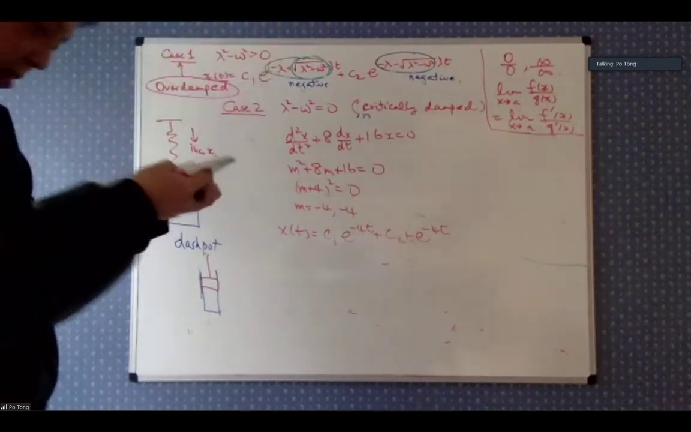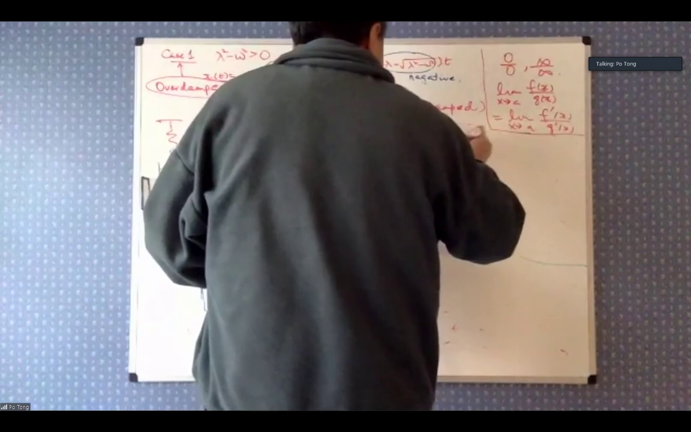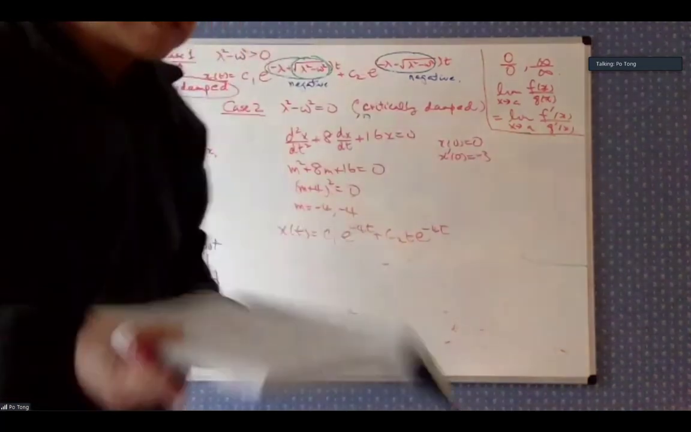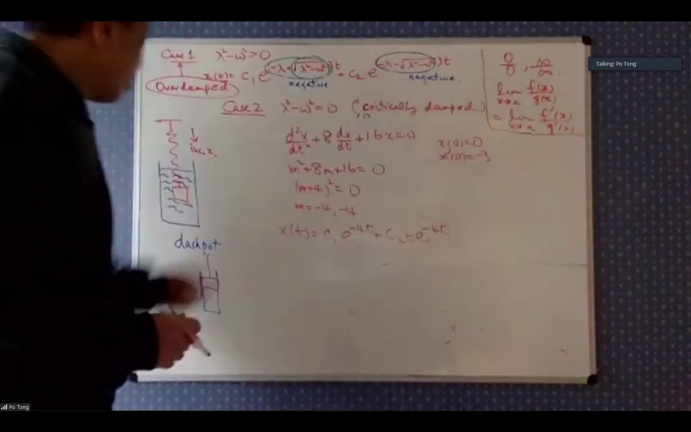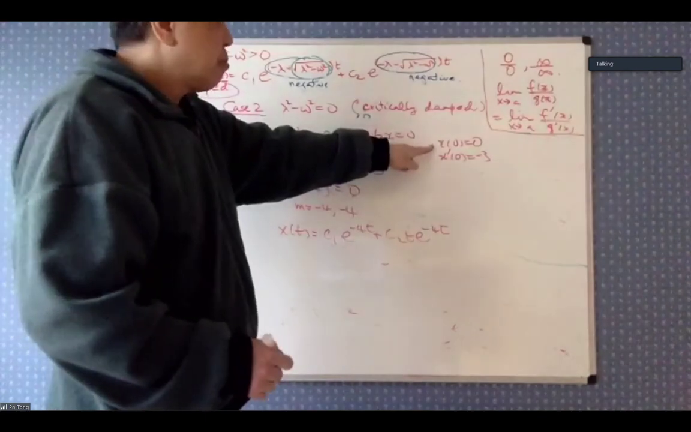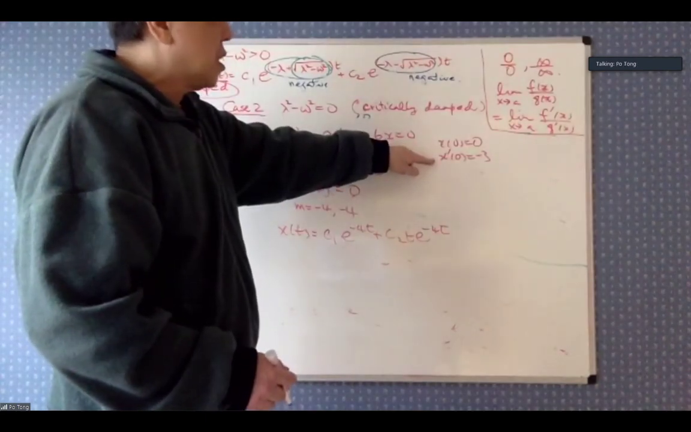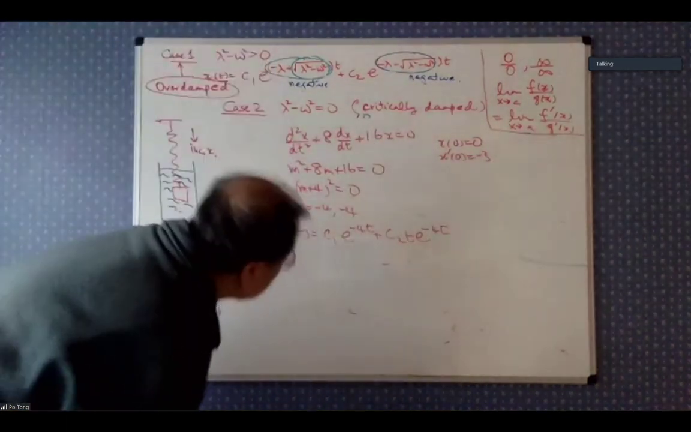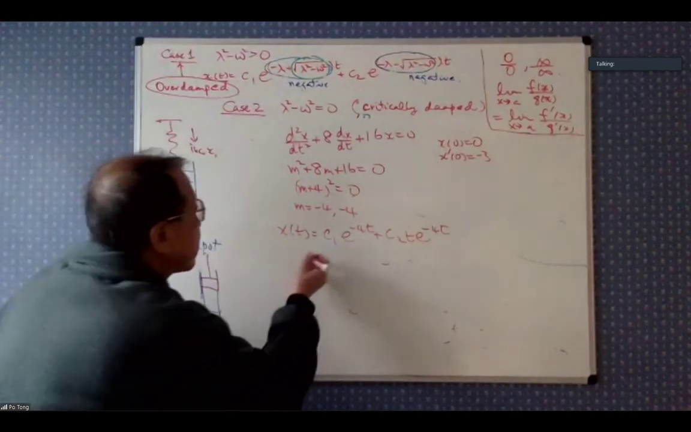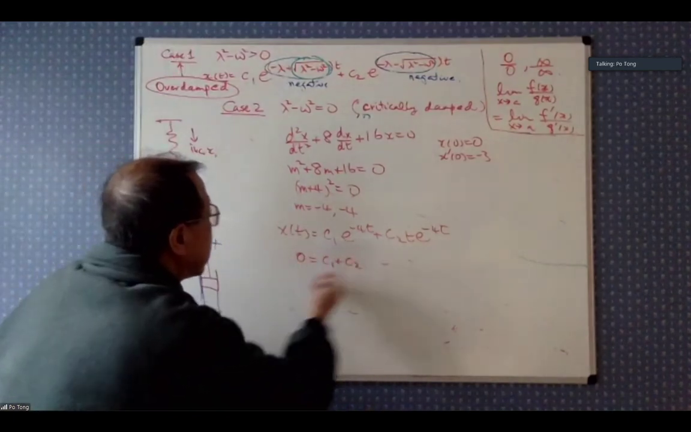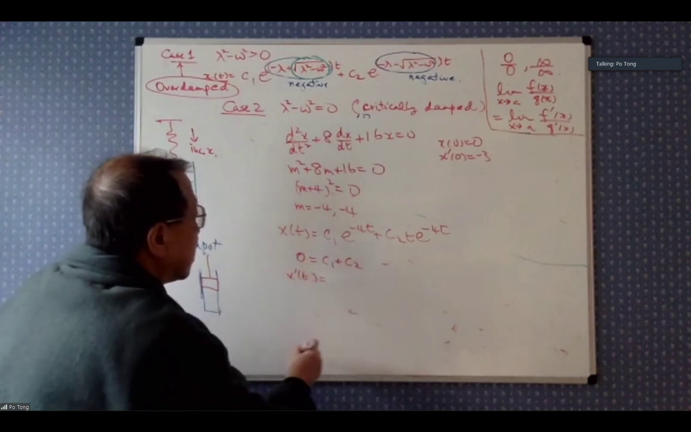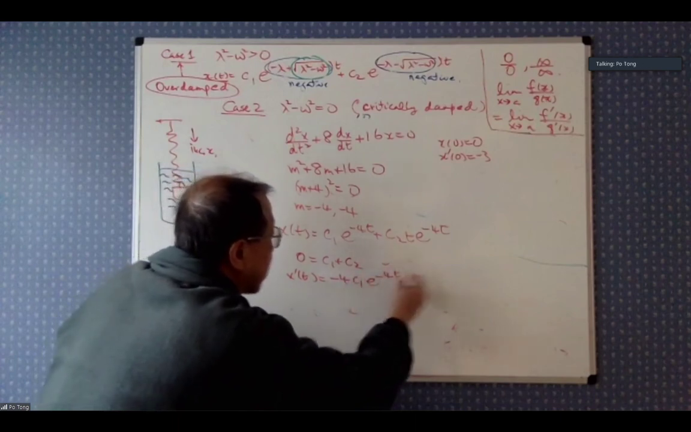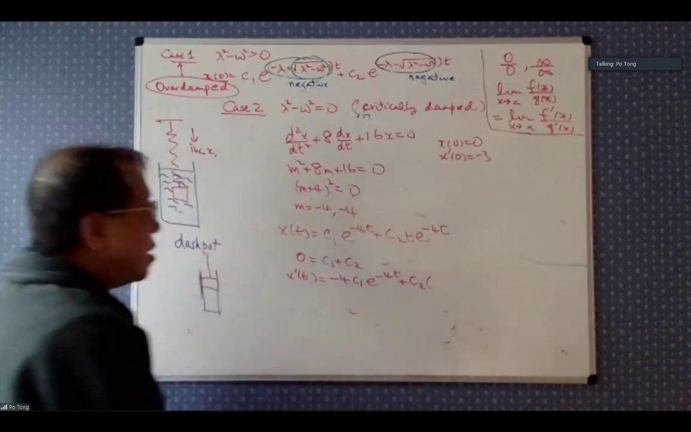The one the book has: x(0) equal to 0, x'(0) equal to -3. Now, what does that mean? That means you're releasing it from the equilibrium position, but you actually push it outwards with a velocity of 3. Okay? So you can solve for C1 and C2. So 0 is going to be C1 plus C2. x'(t) here is going to be minus 4 C1 plus C2, and here you have to do the chain rule.